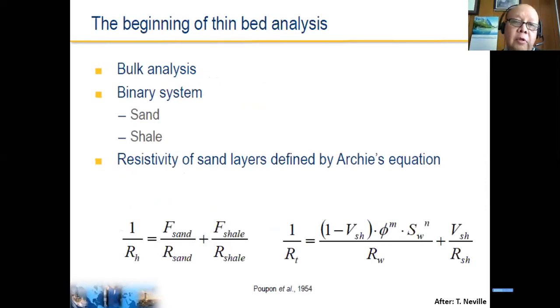So in the bulk analysis, we assume that we have two systems, a binary system, a sand and a shale. The resistivity of the sand layer is defined by Archie's equation. 1 over RH, 1 over horizontal resistivity, is equal to the fraction of sand divided by the resistivity of the sand plus the fraction of the shale divided by the resistivity of the shale. So in terms of porosity and in terms of shale fraction, this is how the equation looks. This is actually the saturation equation that we have been using for shaley sands.